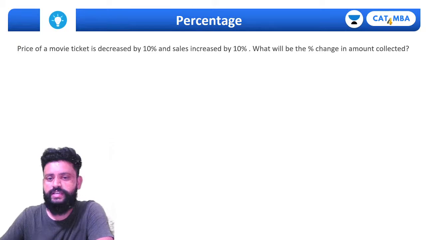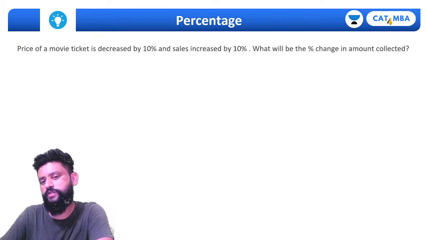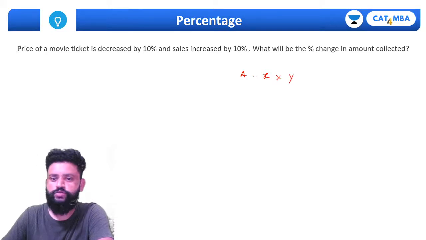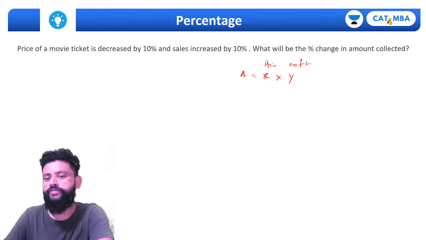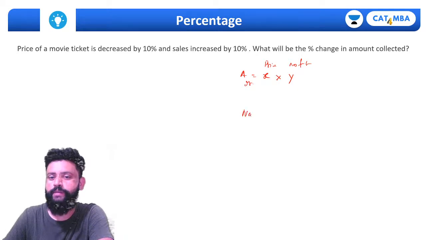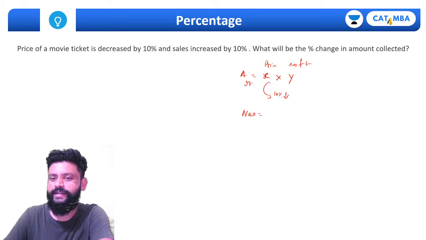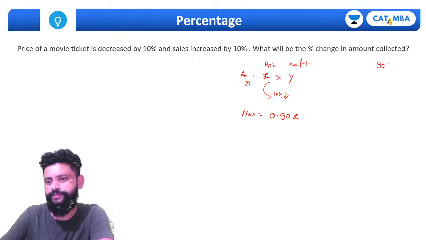तो आई नो कुछ स्टूडेंट्स ऐसे भी करते होंगे. लेट्स से द प्राइस ऑफ टिकट इज x and the number of tickets sold is y. The price and number of tickets, it's perfectly fine. ऐसे कुछ नहीं है कि ये लेंथी मेथड है. Then this is the original amount collected and the new amount collected will be, इसको 10% डिक्रीज करना है. they know that is 90% of x is 0.90x. 90% is 0.90.